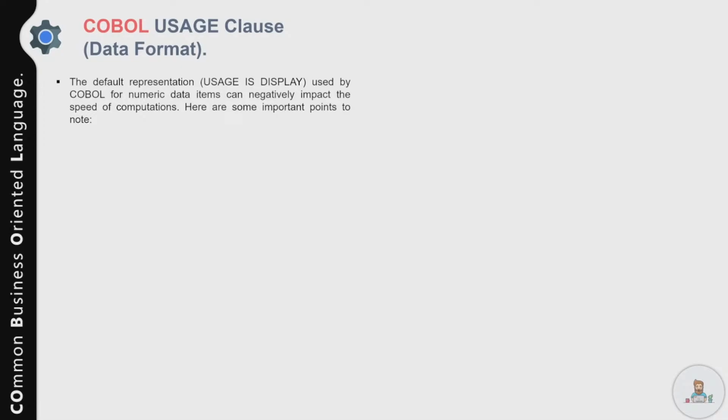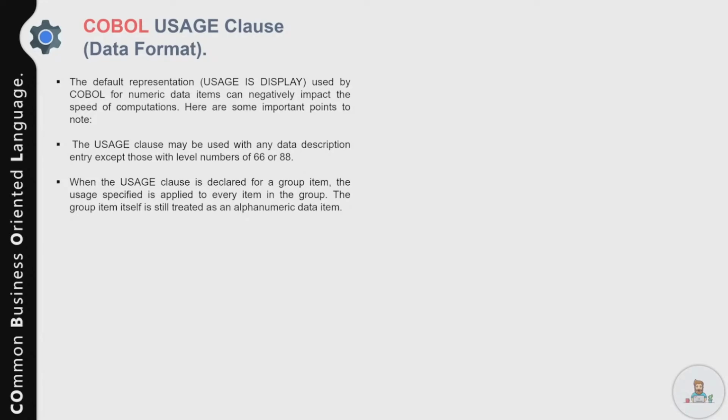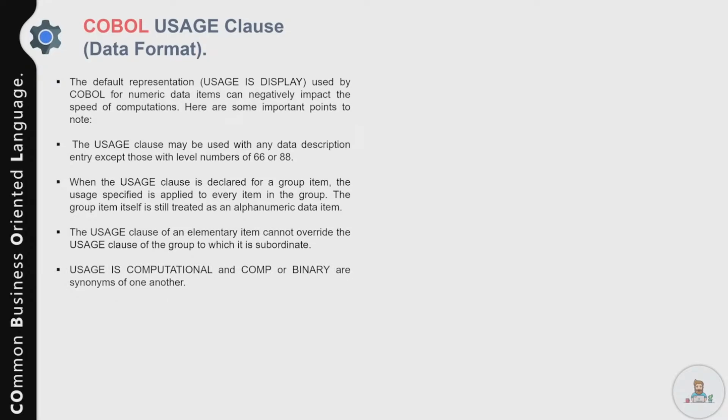speed of computation. Apart from that, there are a couple of additional points that you should always remember when using the usage clause in your COBOL program. The first one is that the usage clause may be used with any data description entry except those defined at level 66 or 88. When the usage clause is declared for a group item, the usage specified is applied to every item in the group. The group itself is still treated as an alphanumeric data item.